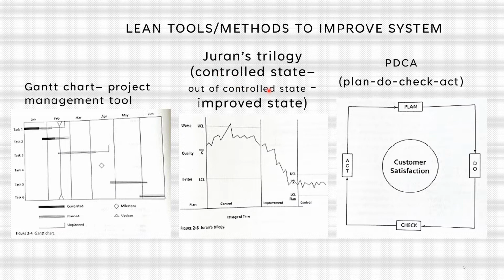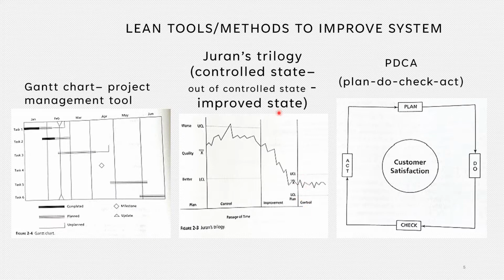Juran trilogy is nothing but, in order to improve something, you want to control something. And there are also things that you cannot control. So we are analyzing that, controlled, non-controlled. Therefore, we can improve. And again, another table looks like this.